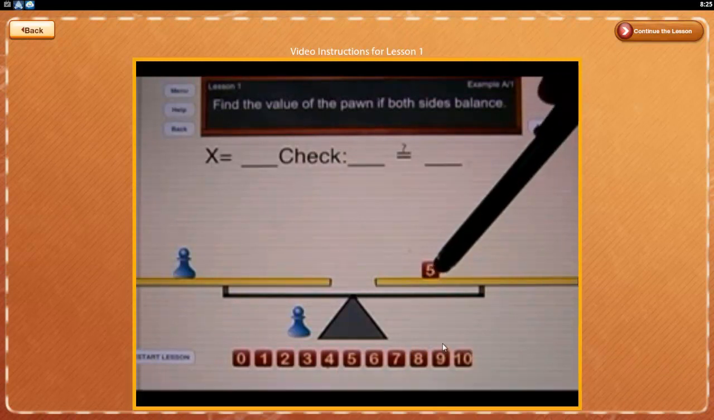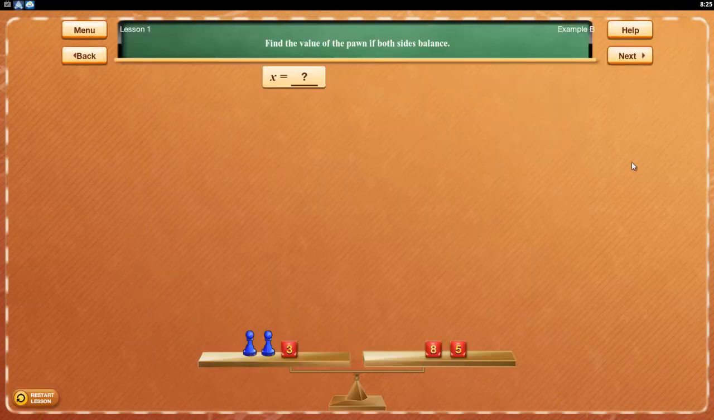When you start a lesson, it's mandatory to watch the video to understand what you have to do. And since I already did that, I'm going to show you exactly what you could see in this video too. So I'll continue the lesson.